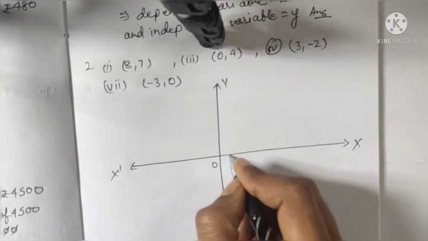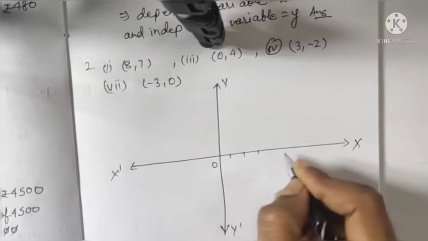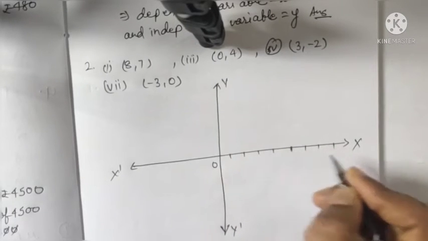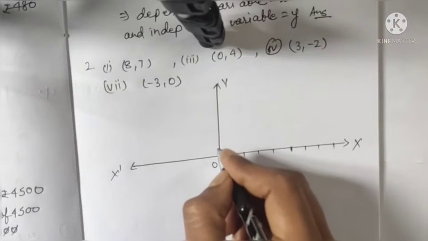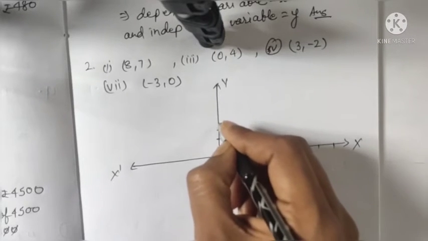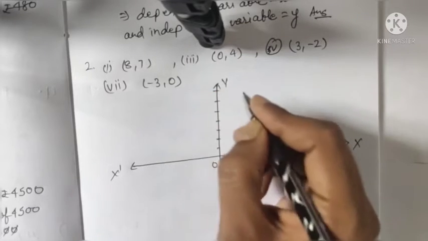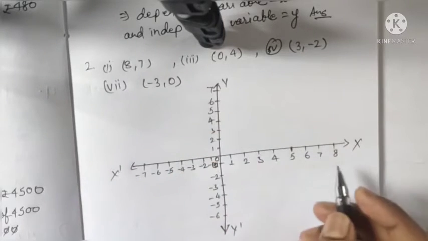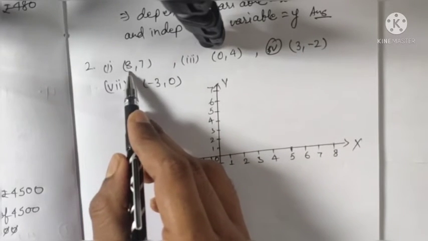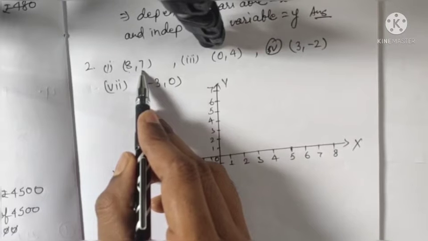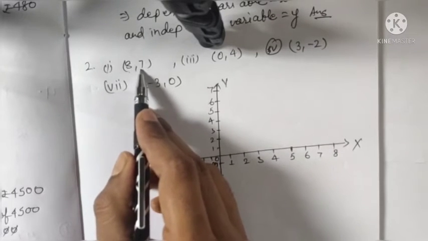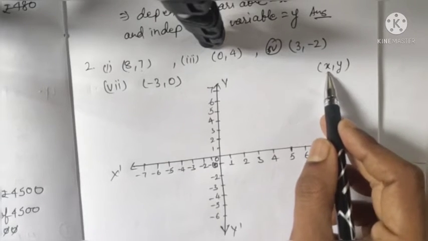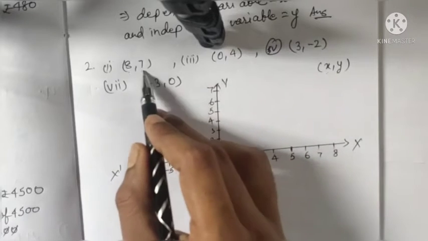And mark them as 1, 2, 3, 4, 5, 6, 7, 8, and 1, 2, 3, 4, 5, 6, 7. This is our Cartesian plane. Now the first point is 8, 7, means the value of abscissa is 8 and ordinate is 7. As you know that any point can be denoted in the form of x, y. So the value of x is 8 and the value of y is 7.